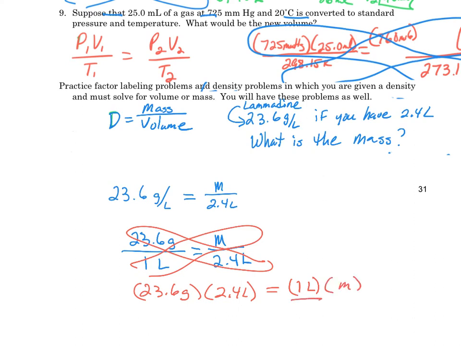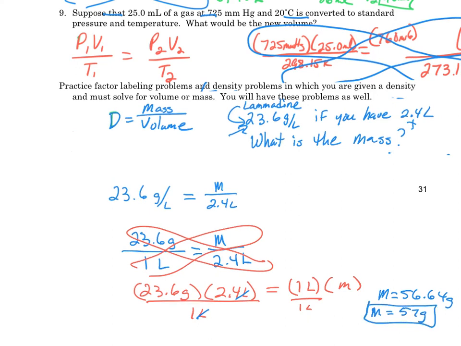Isolate my variable, get rid of it by dividing it by itself. My liters are canceling off, and I'm going to be left with how many grams. So this becomes just 23.6 times 2.4. And so the mass is going to be equal to 56.64 in the calculator grams. Significant figure-wise, I've got 3 in this one, I've got 2 in this one, so I need 2 in my answer. So the mass is going to be equal to 57 grams, and that would be my final answer.